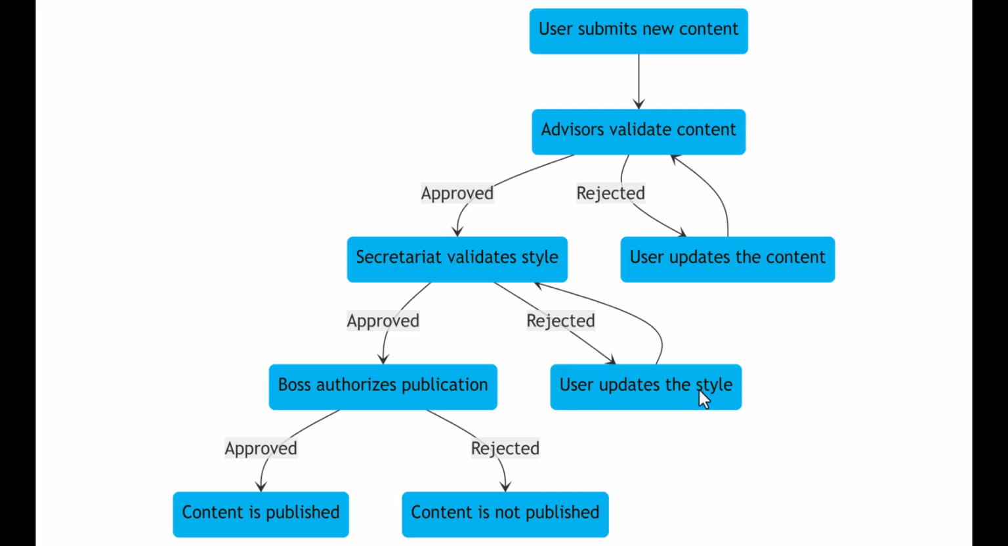The user will update the style. So that means normally we will go back to Secretariat, and Secretariat will then approve, and it will move to boss, right? Okay. And if I want to change the logic of this, I won't here. But if I want, I just need to change the instruction in the agent home page, right?